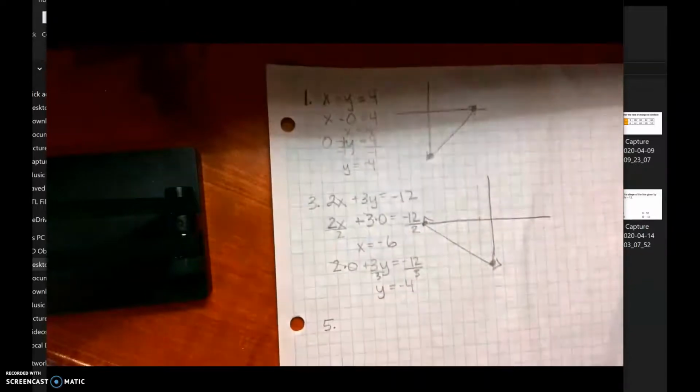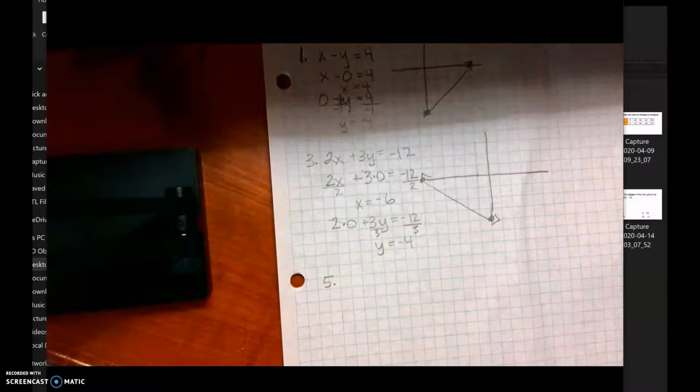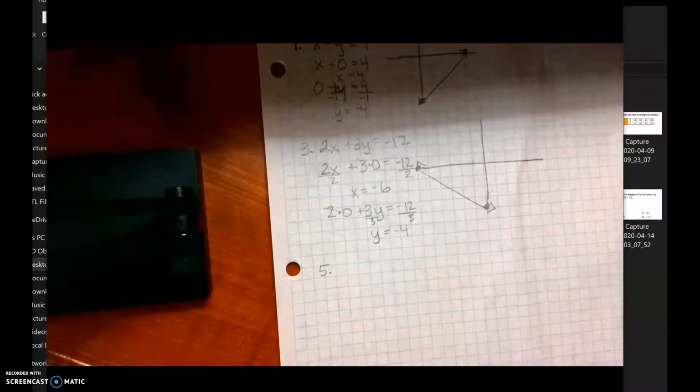Okay. Number 3, the x-intercept was negative 6, and the y-intercept was negative 4. Okay, now I'm going to move on to number 5. Number 5 is a different kind of problem. It says, write each equation in slope-intercept form, and then find the slope and y-intercept.